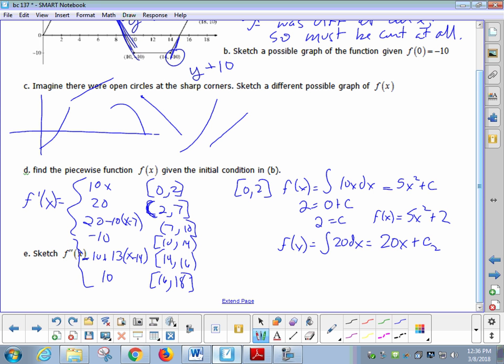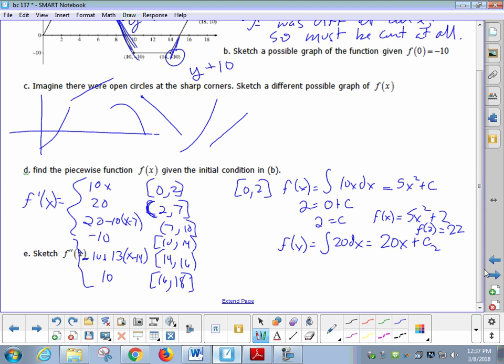Okay, so where did this branch leave off? When we got to 2, this branch ended at f of 2 equals 22. So as far as the initial condition you now use, you go where the previous branch left off, not 0, 2, because this is not defined at 0, 2. It doesn't hit x equals 0. If you just ignored the middle piece altogether, you can't do that. You have to pick up where you left off.